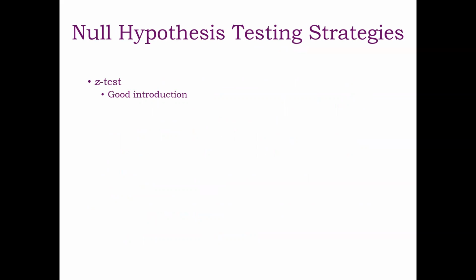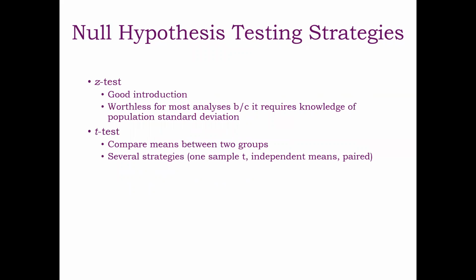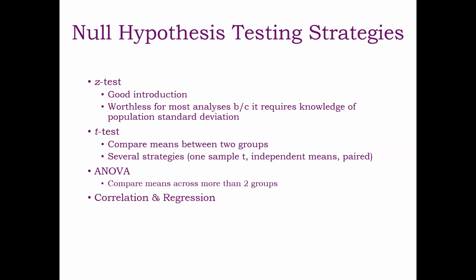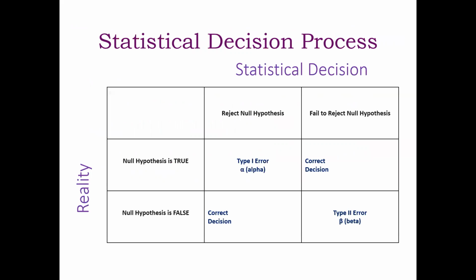Okay, so, null hypothesis testing strategies. We've started with the Z-test. It's a good introduction, but it doesn't do much good because it requires knowledge of the standard deviation in the population. We are going to proceed to the T-test, comparing means between 2 groups or a single sample: one sample, independent means, and paired T-tests. We're going to talk about ANOVA, which compares means across more than 2 groups, because the T-test handles just 2. Then correlation, regression, chi-square, and so forth. Any procedure that leads to a conclusion regarding whether we can reject some null hypothesis is what we call a null hypothesis significance testing procedure. Now we're going to delve into that a bit.